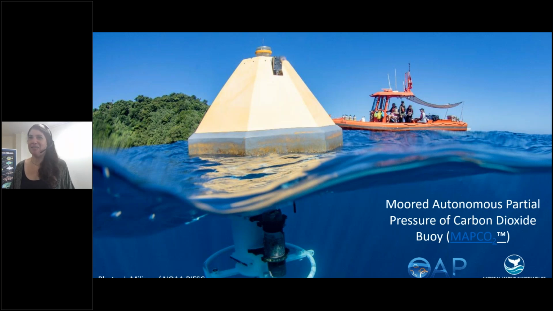It is a moored autonomous partial pressure of carbon dioxide buoy, or a MAPCO2. And NOAA's Ocean Acidification Program, in coordination with NOAA's Atlantic Oceanographic and Meteorological Laboratory, the Pacific Marine Environmental Laboratory, NOAA Fisheries, and the Pacific Integrated Ocean Observing System, PacIOOS, worked with the Sanctuary and local coral reef advisory group to establish this buoy in Fagatele Bay as a node in the National Ocean Acidification Monitoring Network. We are so grateful for OAP's support to enable this buoy, which is the only US ocean acidification buoy south of the equator.